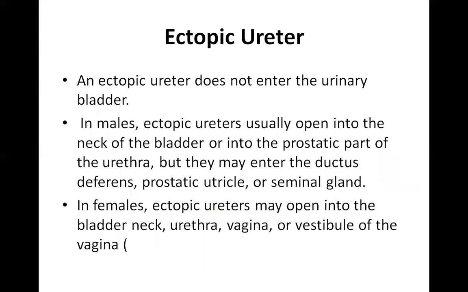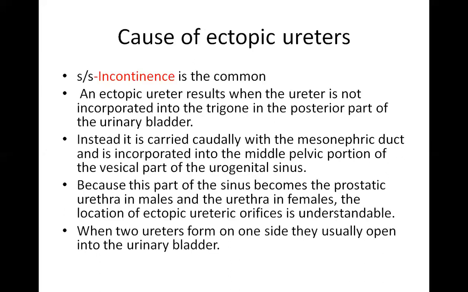Then there is the ectopic ureter. The ureter generally opens in the urinary bladder. In males, ectopic ureters open into the neck of the bladder or into the prostatic part of the urethra, or they may enter the ductus deferens, the prostatic utricle or the seminal gland. In females, an ectopic ureter may open into the bladder neck, urethra, vagina, or vestibule. When there is an abnormal opening of the ureter, not in the bladder but apart from it and in its close vicinity, it is known as ectopic ureter.